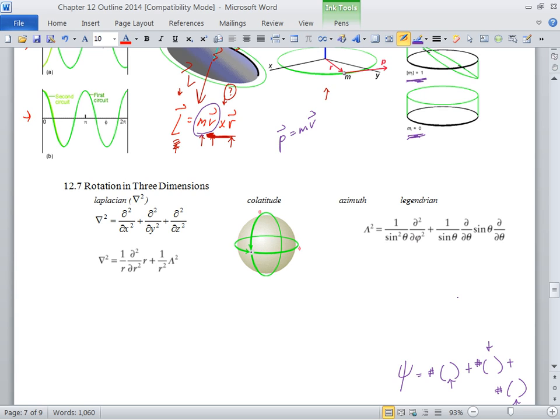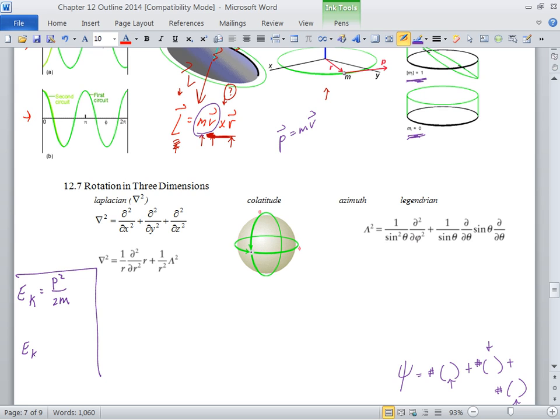So instead of 2 dimensions, let's talk about 3 dimensions. And since we're not talking about translation really anymore, we're kind of making a shift. I don't know if you realize all this. We had kinetic energy. In the concept preview, we talked about that. The kinetic energy was p squared over 2m. I don't know if you remember messing with that. And now we're just talking about rotational motion.